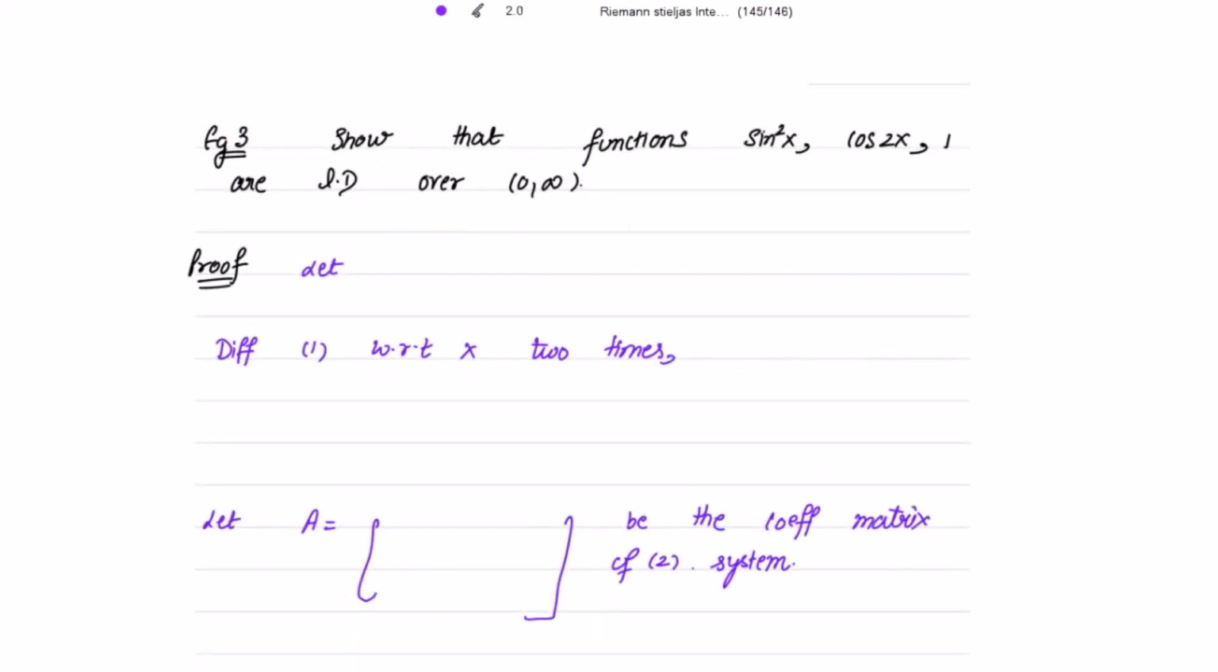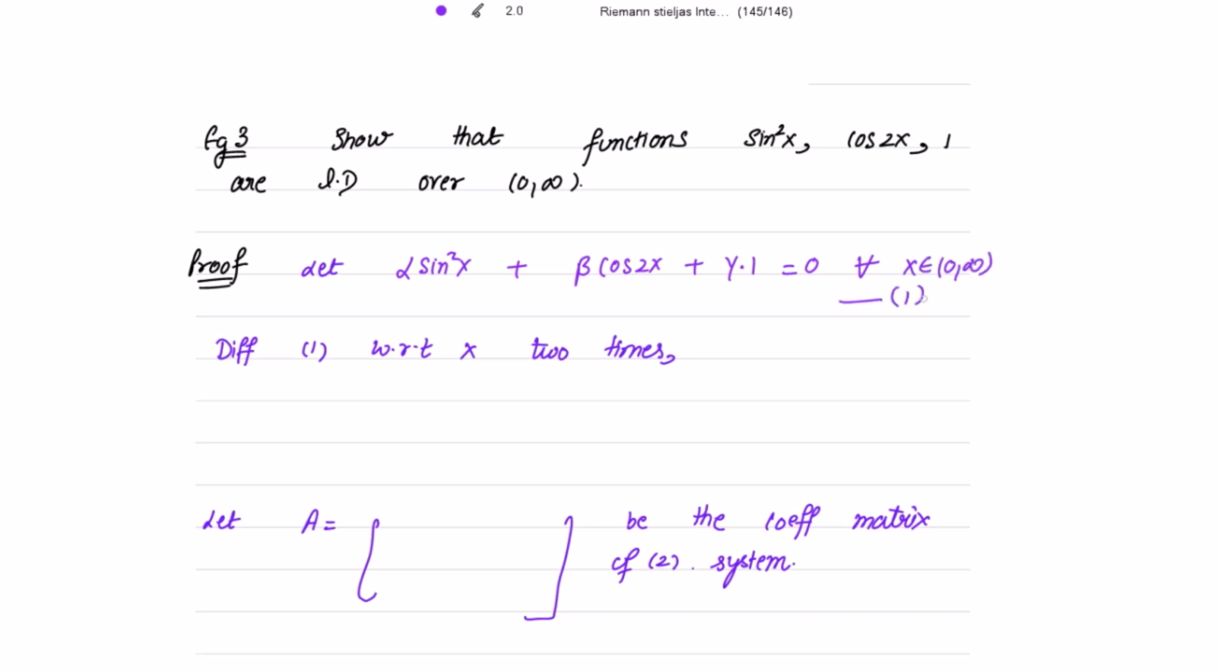Third example, show that the functions sin^2 x, cos 2x and 1 are linearly dependent. Wow, now this is the case for linearly dependent over the open interval 0 to infinity. Let me take the scalars to be again alpha, beta, gamma. So this is alpha sin^2 x plus beta cos 2x plus gamma times 1 equal to 0 for all x belonging to 0 to infinity.